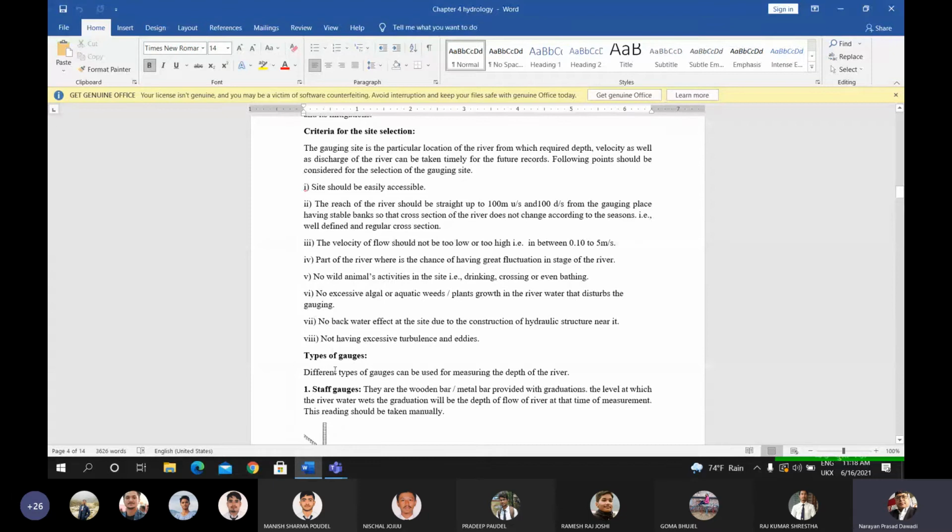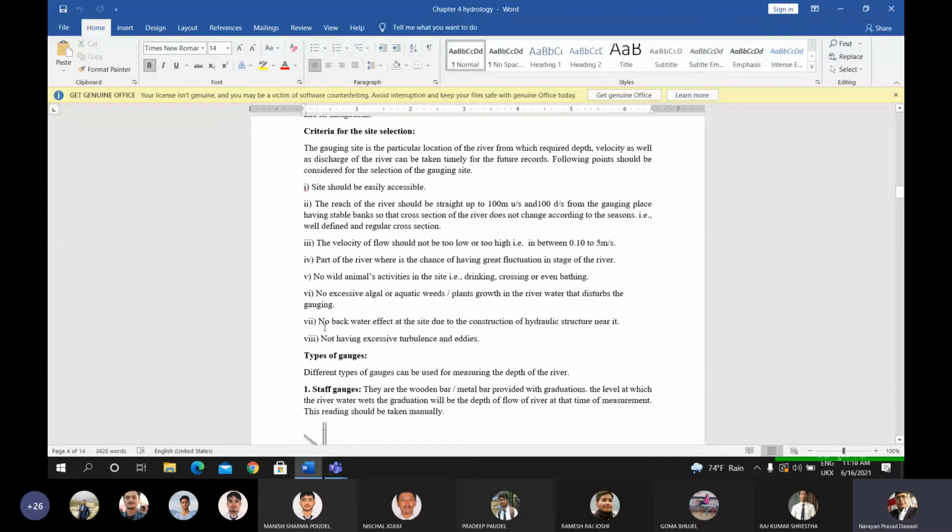Now, there should be no excessive algal or aquatic weed growth or vegetation or plant growth in the river water that disturbs the gauging site. If underwater plants or algal growth or other plants grow inside the water, then that may disturb the gauging station for taking the discharge, depth and velocity. As far as possible, the algal growth and aquatic growth place as well as the vegetation cover area is not considered for the gauging station.